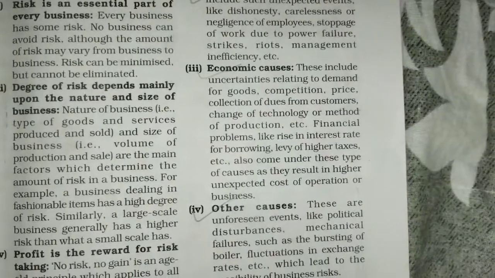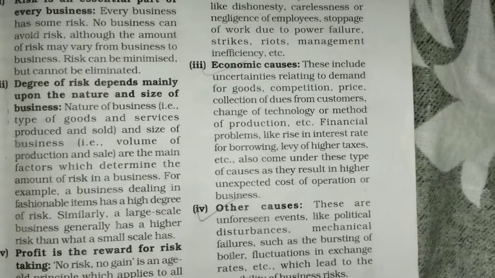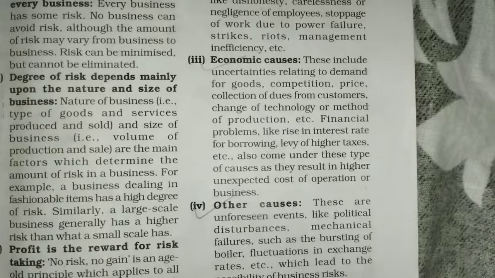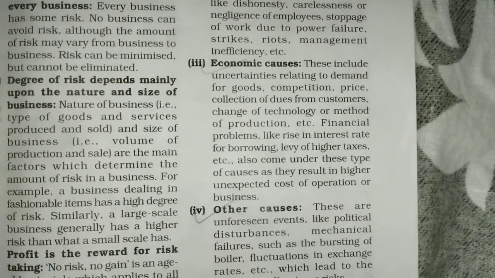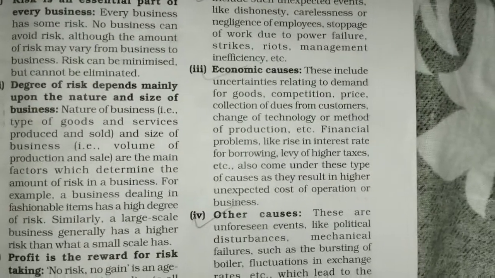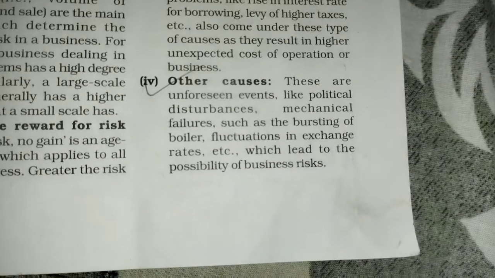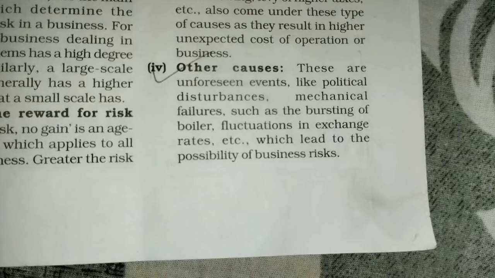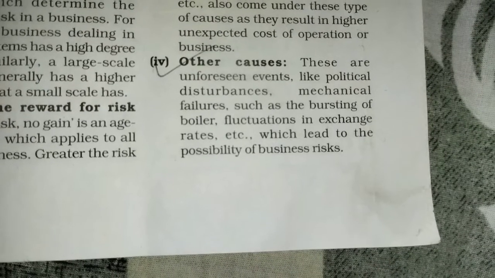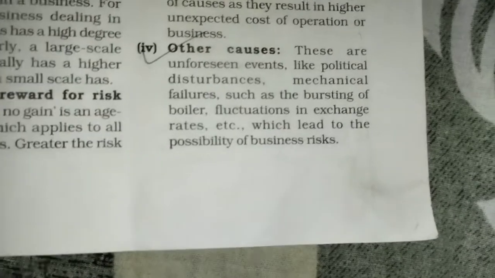So third is economic causes. These include uncertainties relating to demand for goods, competition, price, collection of dues from customers, change of technology or method in production, etc. Fourth is other causes. These are unforeseen situations or events like political disturbances, mechanical failures, power failures, or fluctuations in exchange rates, etc., which lead to the possibility of business risk.